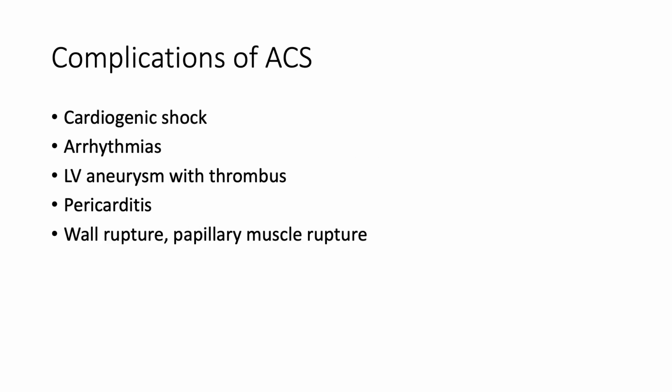There's a lot of potential complications of acute coronary syndrome. They may show up in cardiogenic shock, which may require mechanical support and urgent surgery. They might have arrhythmias, LV aneurysm with thrombus, pericarditis, and wall ruptures are also potential complications.